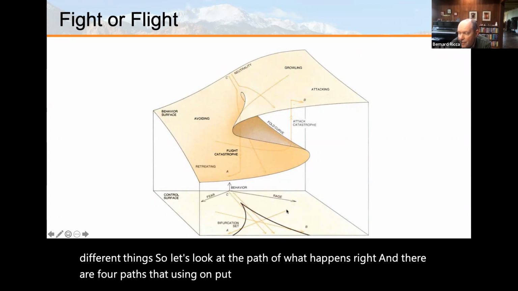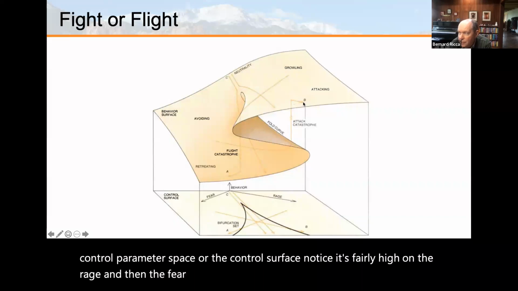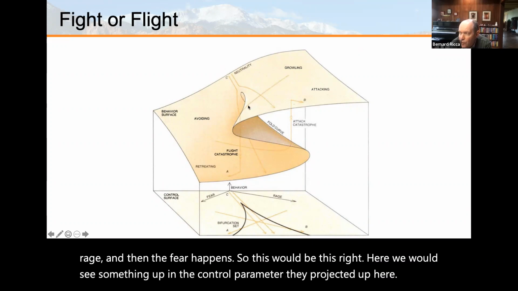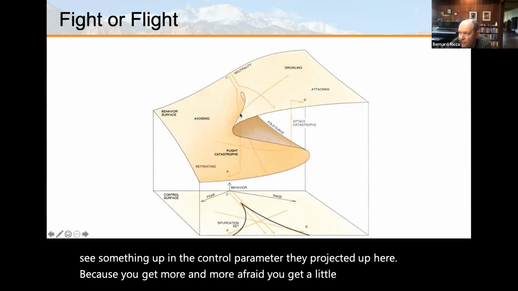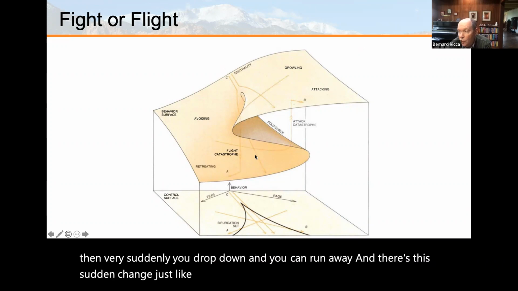If we were to take this path A in the control parameter space, or the control surface, notice it's fairly high on the rage, and then the fear happens. So this would be this right here. We would see something up in the control parameter. They projected it up here. As you get more and more afraid, you get a little less aggressive, and then very suddenly you drop down and you can run away. And there's this sudden change, just like there was a sudden fall in the fold.